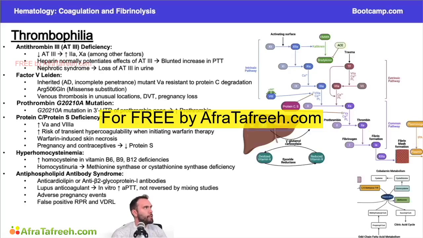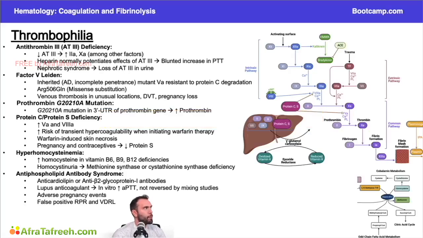Right, so going into the thrombophilias. Remember we talked about earlier that we have this delicate balance between our coagulation factors and our inhibitors of hemostasis. On one side, we have our coagulation factors, and on the other side, we have our inhibitors of the coagulation cascade, things like protein C and protein S, as well as antithrombin 3.